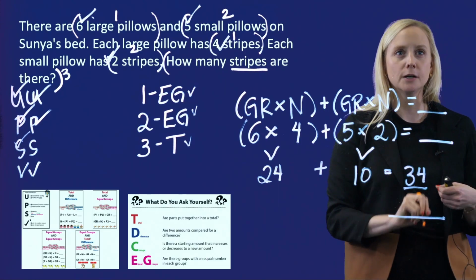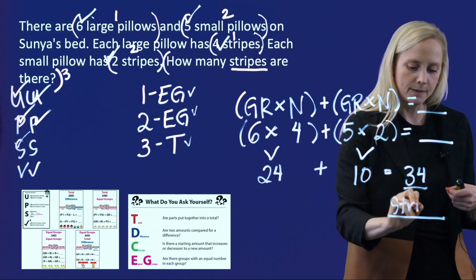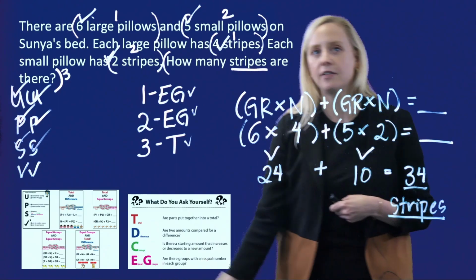I have my number answer, but I'm not finished. I need to write my label. My label that I underline in the question sentence is stripes, so I'm going to write that there.